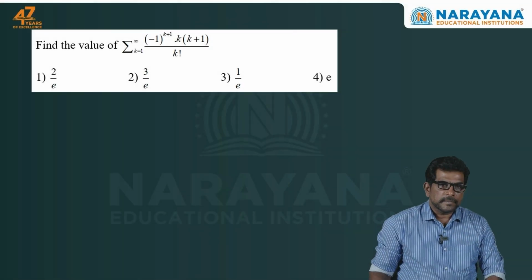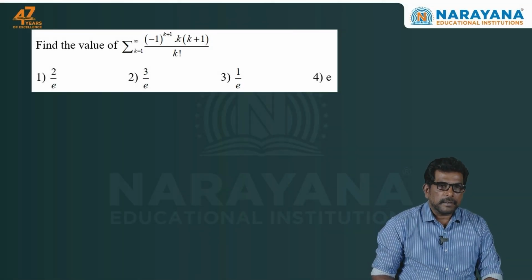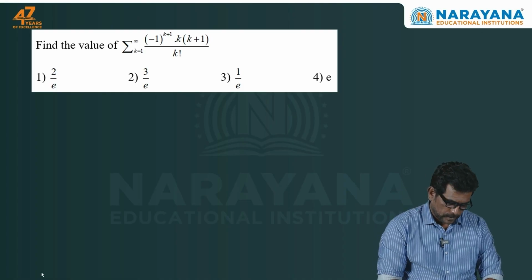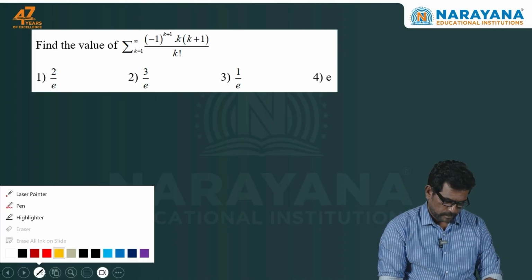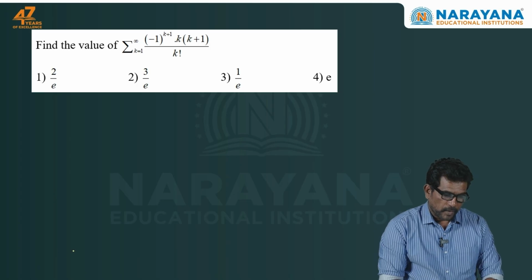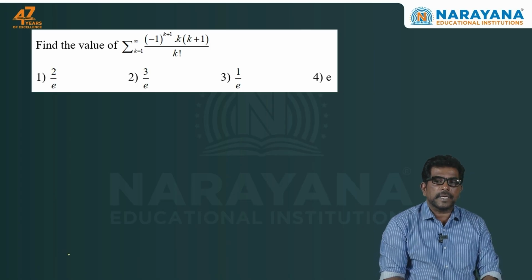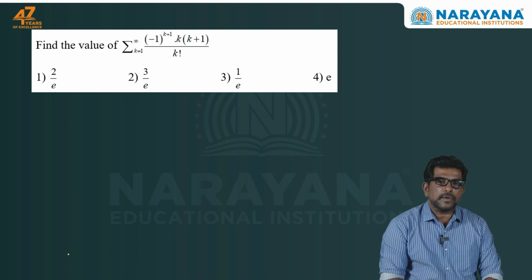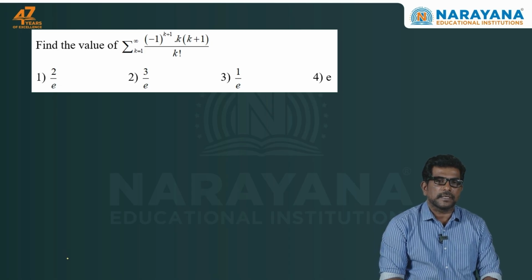Hi everyone. Today, 28th January, morning shift mathematics paper. Already 4 questions were completed, and the 5th question is, see the question. Find the value of summation k is equal to 1 to infinity, minus 1 whole to the power of k plus 1 into k to the k into k plus 1 upon k factorial.